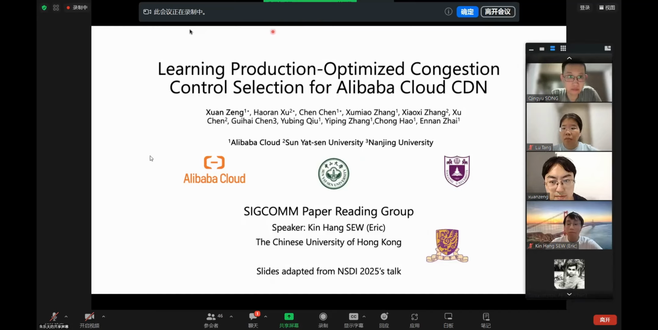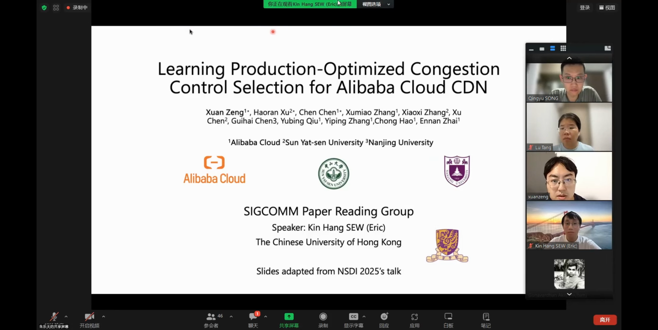So as I was explaining, this is our 17th meeting for the SIGCOMM Paper Reading Group. I think it's almost a year. We started the first one in October last year, 2024. So yeah, we're almost 1 year.